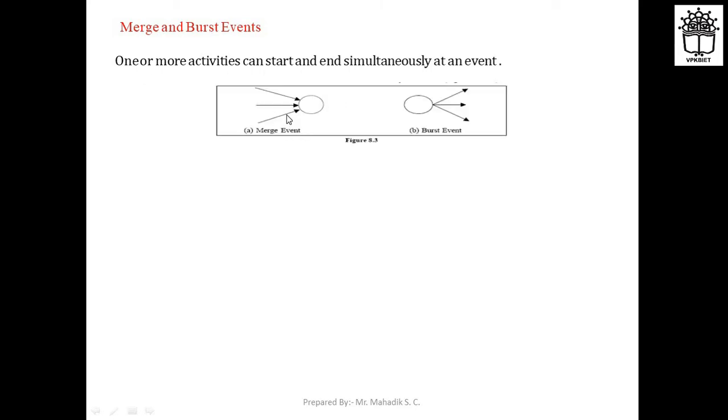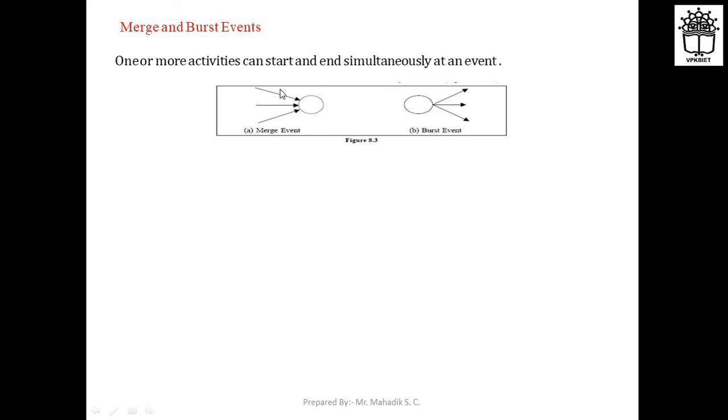Next, let us see merge and burst of event. What is meant by merging and bursting of an event? One or more activities can start and end simultaneously at an event. Here you can see three activities, the arrows, merging into a single event. That's why it is called a merge of event. Here from one event three activities are outgoing. That means this is bursting of event.